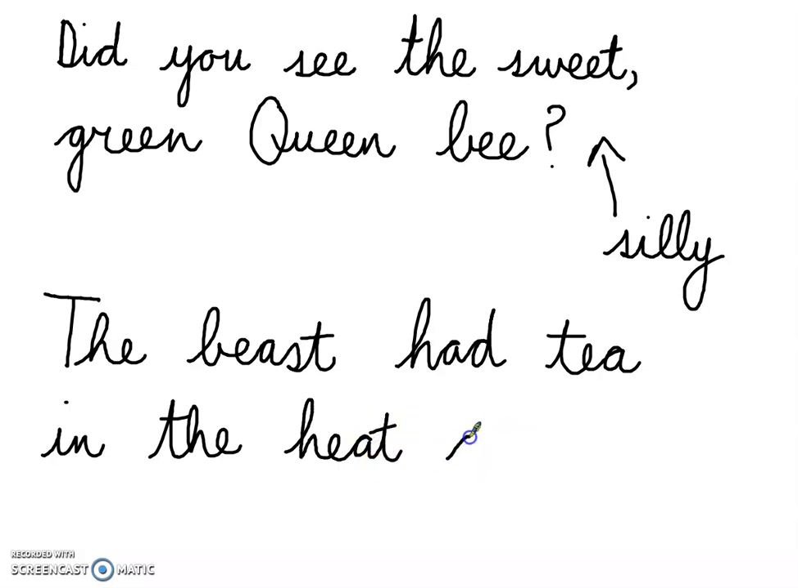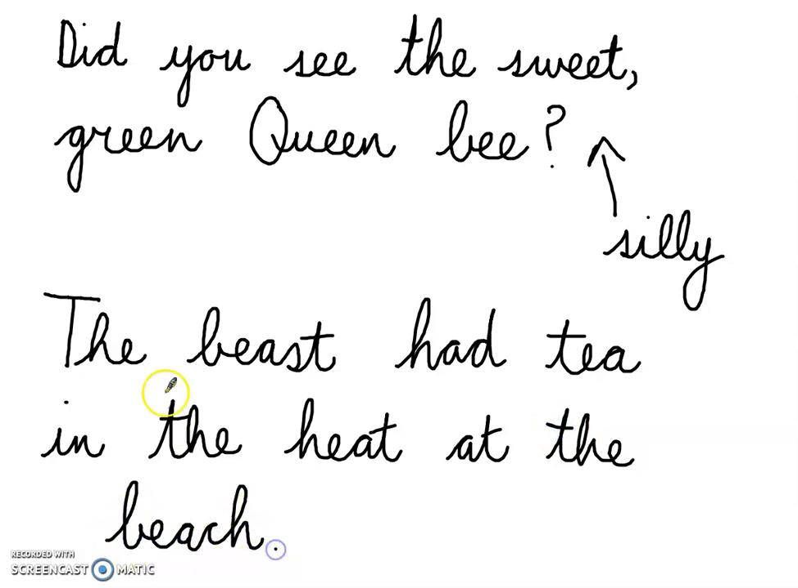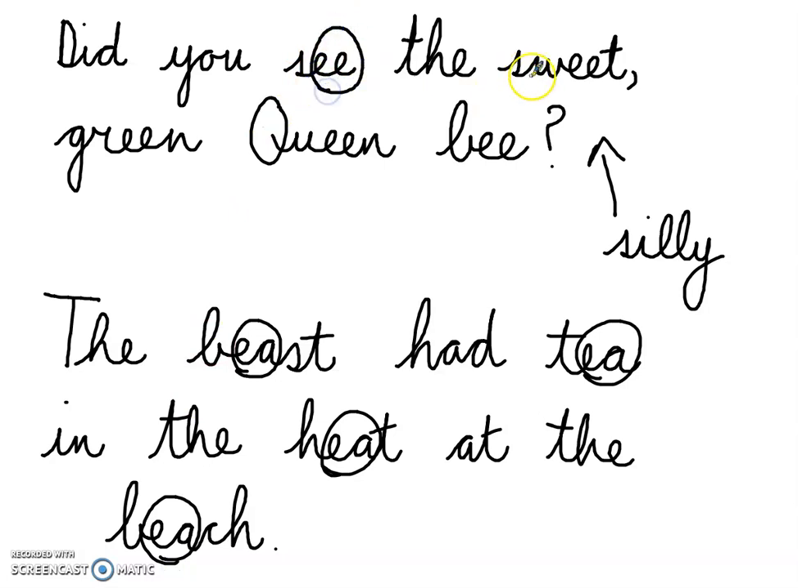at the beach. Now again, that is a very silly sentence, but it's a good way to practice words that have the E sound in them. So the beast had tea in the heat at the beach. Did you see the sweet green queen bee? So both of these sentences are really silly, but why don't you try to make up some silly sentences with the words that you thought of? You don't have to write them down necessarily, but you could try and say them out loud. And the sillier the sentence, the funnier it is.